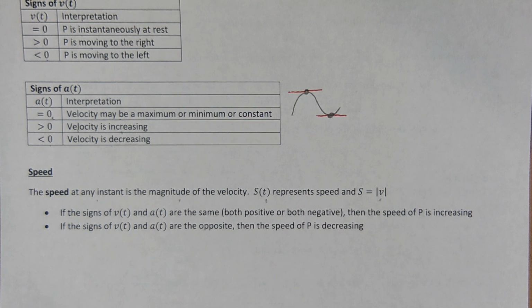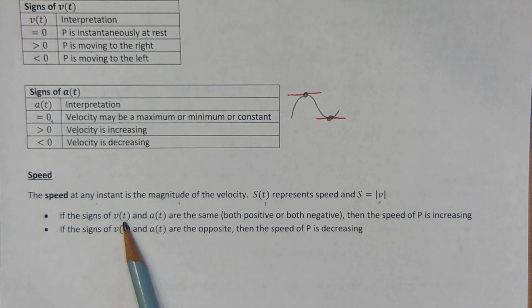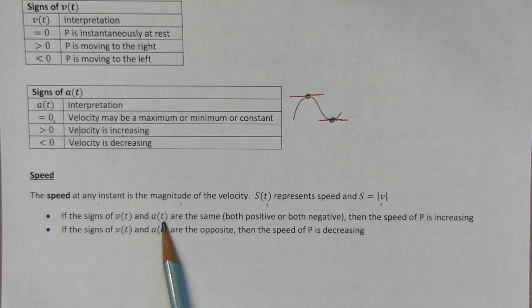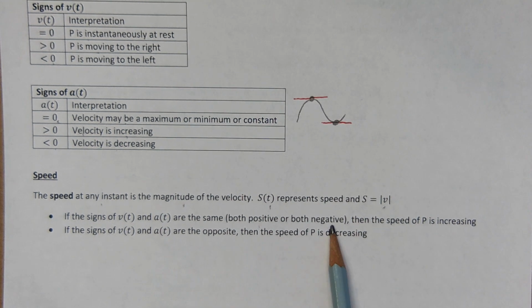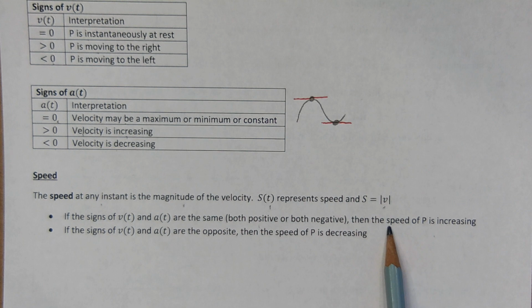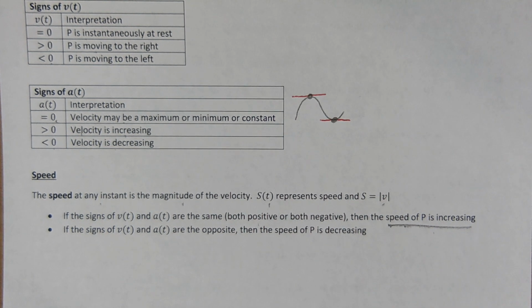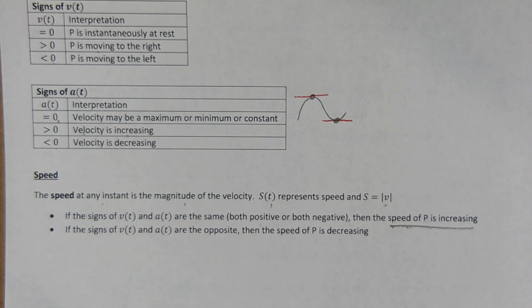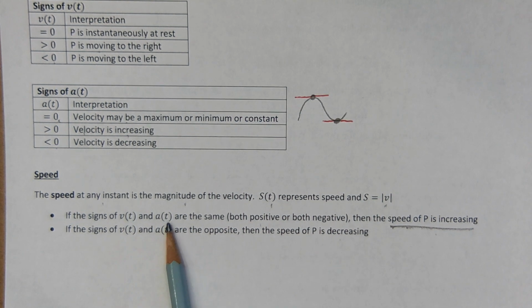So how do you know when your object is speeding up or not? Well, with your sign diagrams, if you find that your velocity and your acceleration have the same sign, meaning they're both positive or they're both negative, then your object's speed is increasing. If they don't have the same sign, they're opposites, one's positive and one is negative, that means your speed is decreasing. And that should make sense, because let's say I have a positive velocity, that means I'm heading to the right, and I have a positive acceleration. That means as I'm heading to the right, I'm going faster and faster and faster. Therefore, my speed is increasing.